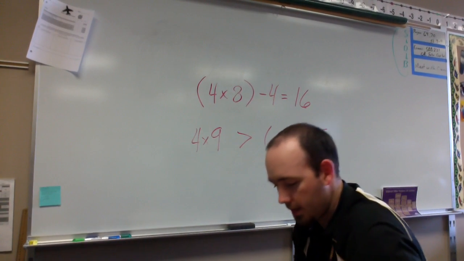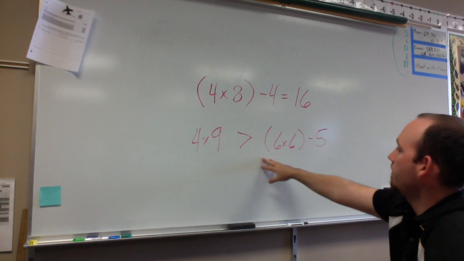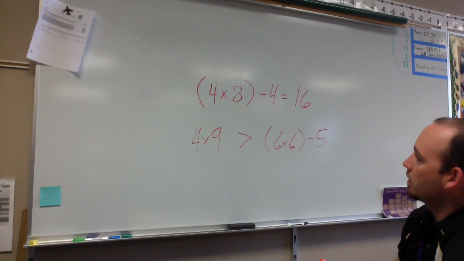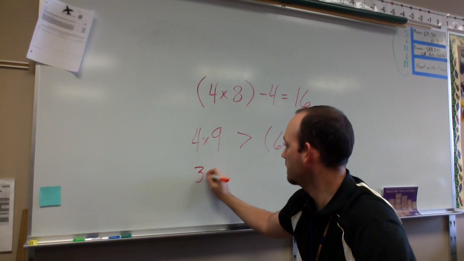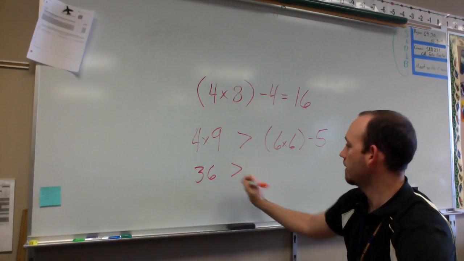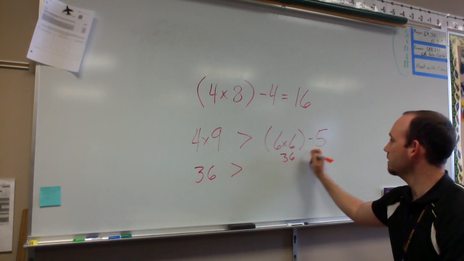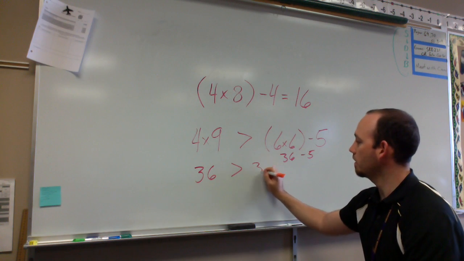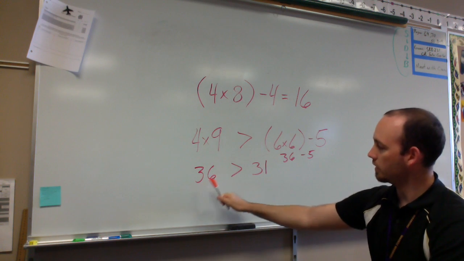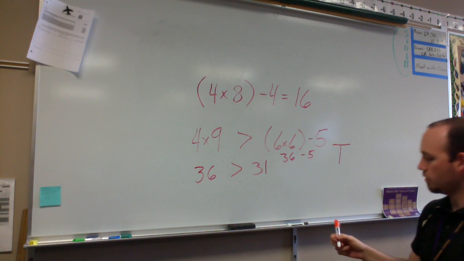Alright, hopefully you've had a chance to solve that. Let's do the bottom one first here. So if I'm doing 4 times 9 on that side, I can just write down that that is 36. Keep this sign the same. Parentheses first. 6 times 6 is going to be 36 minus 5. 36 minus 5, that's going to give me 31. So is 36 greater than 31? It is, so that one is going to be true.